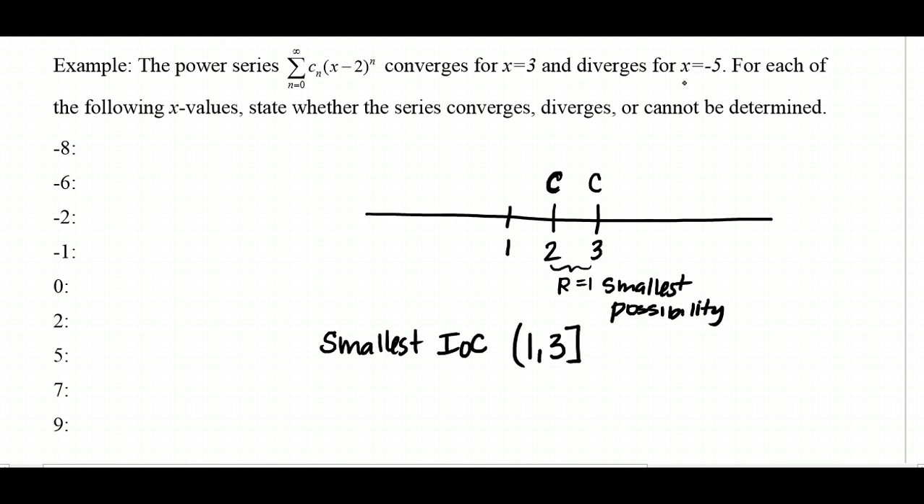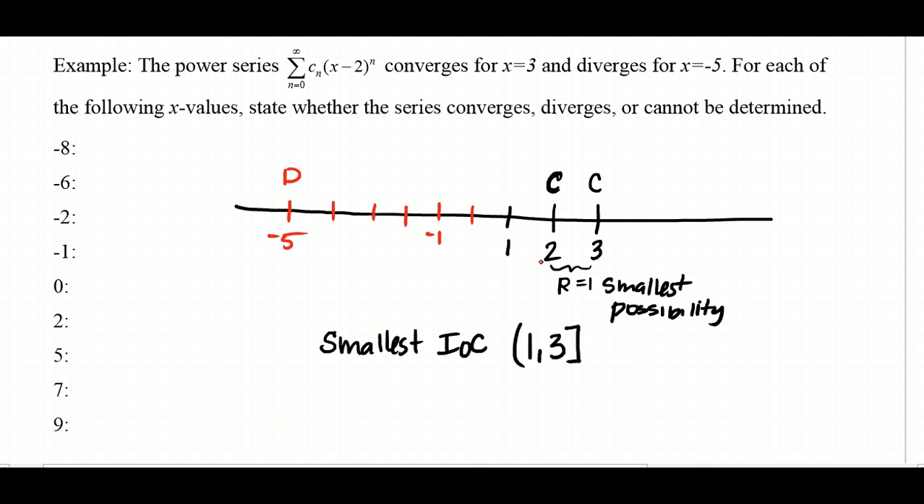So now I know this thing diverges when x equals -5. So let's do that one in a different color. So 0, 1, -1, -2, -3, -4, -5. So I'll extend the number line over here. So I know over here at -5 that my power series diverges. So that's with the biggest possible radius of convergence.